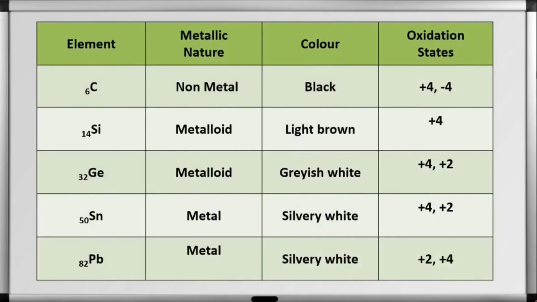नाही. See the table. In that table we look at the metallic character also, color also and oxidation state also. Carbon is a non-metal, black color, +4, -4 oxidation state. Silicon is a metalloid, light brown color, +4 oxidation state. Germanium is a metalloid, grayish white color, +4, +2 oxidation state. Tin, which is metallic in nature, silvery white color and +4 and +2 oxidation state. Actually it shows +2 stable oxidation state. Lead, which is metallic in nature, color is silvery white and which shows more stable +2 oxidation state. This is because of inert pair effect.